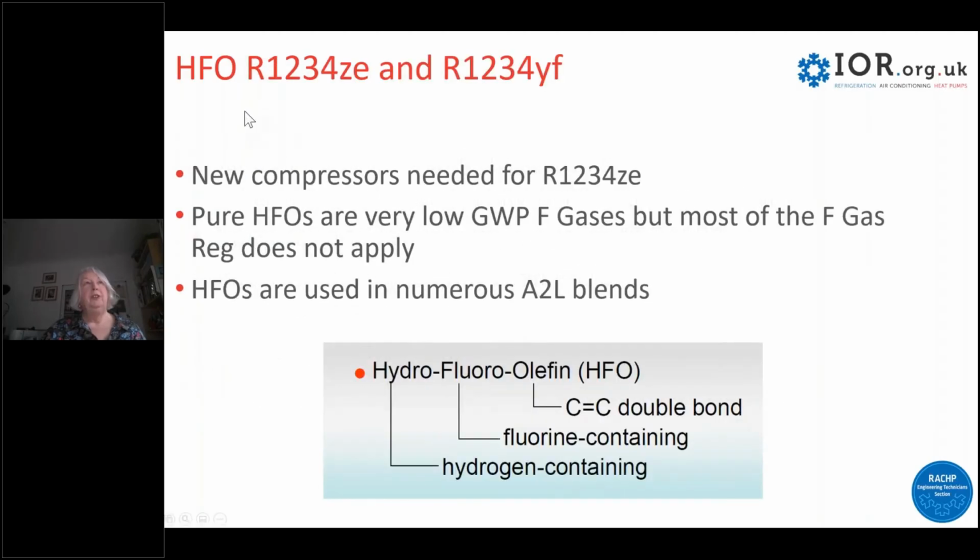Then we've got these newish refrigerants, 1234ZE and YF. They're HFOs, and basically HFO stands for hydrofluoroolefin. So it is an HFC, but by a different name, really to differentiate it from the very high global warming potential HFCs, because the GWP of the HFOs is very low, almost as good as the hydrocarbons. We mainly use the HFOs in blends, so they're used in a lot of the A2L blends.